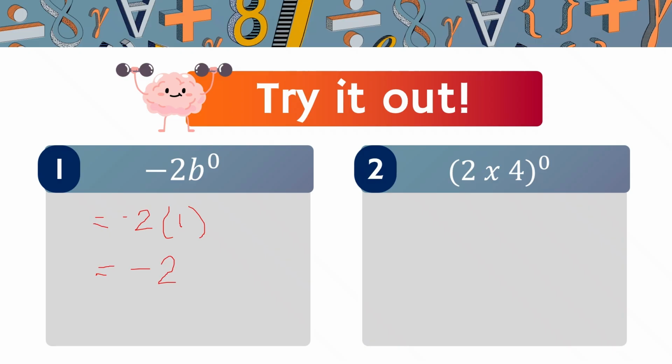What about the second example? (2 times 4) raised to 0. So 2 raised to 0 is 1, times 4 raised to 0 is 1 as well, and 1 times 1 is 1.